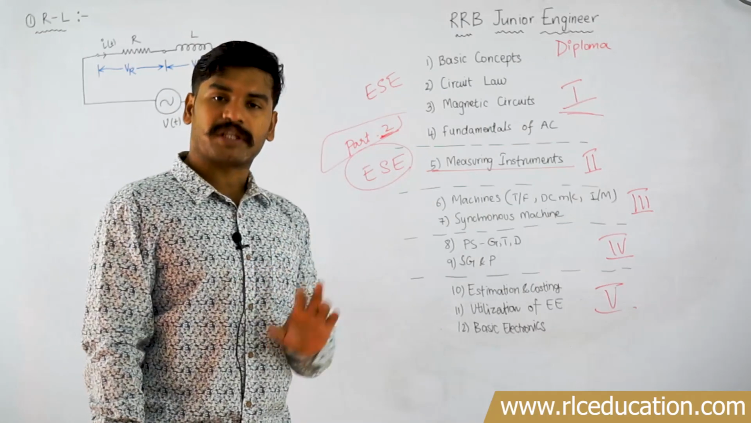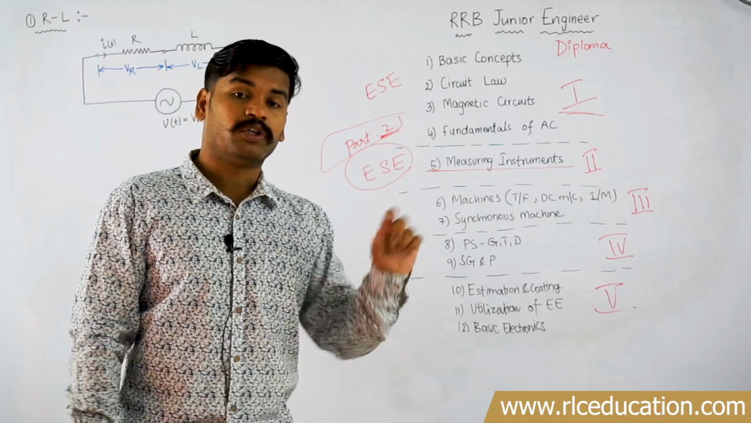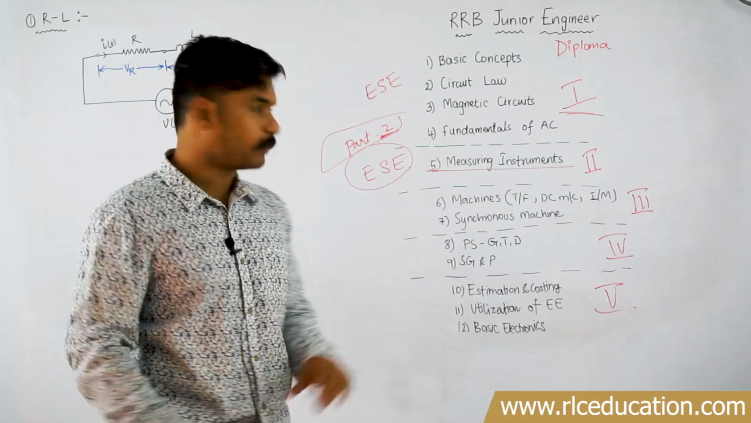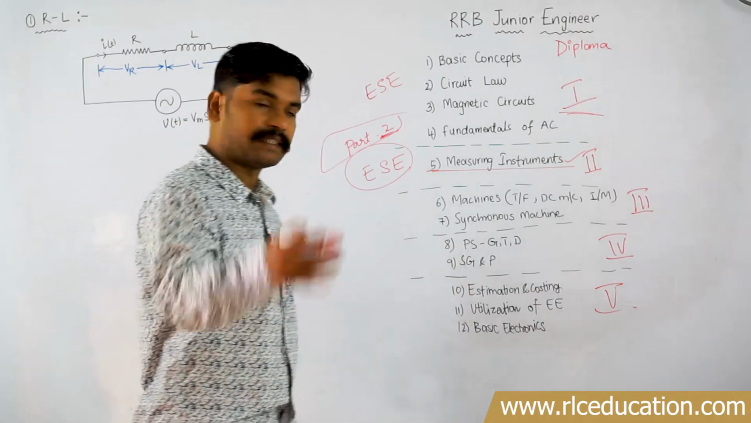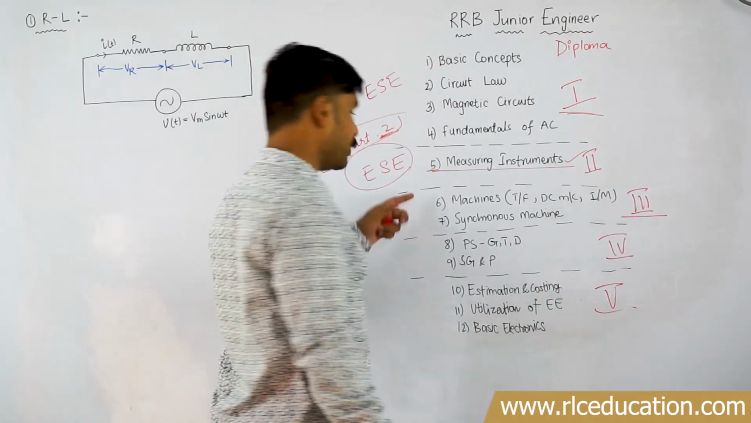Just go through the theoretical and problems, not superficial theory. Theory you have to go through as much as possible. Measuring instruments is almost equal to the ESE syllabus only. So the next module is the machines module.